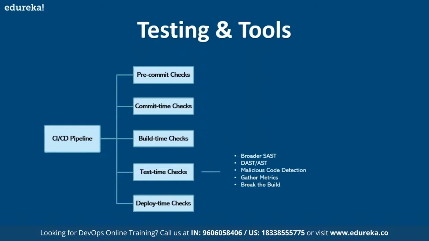What are the aspects during test time checks? We'll have a look at broader SAST, DAST, AST. Malicious code detection will be checked off. We will again gather the metrics and we'll break the build. Okay. So these are the 5 features which we will look into.